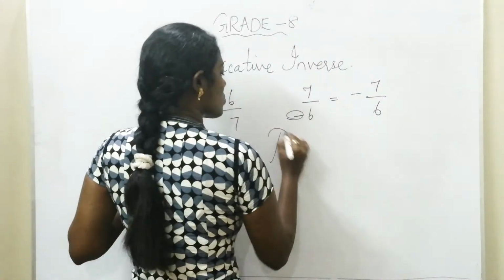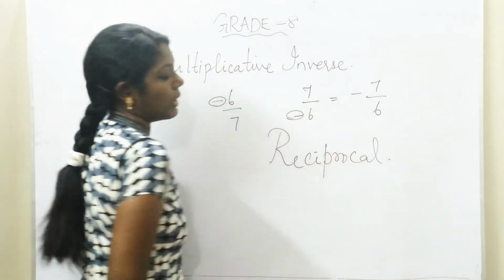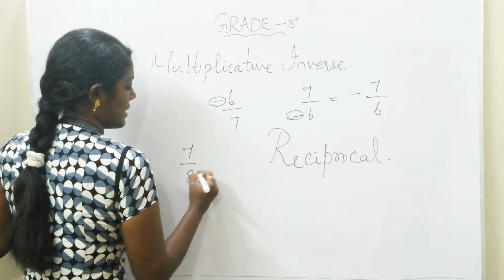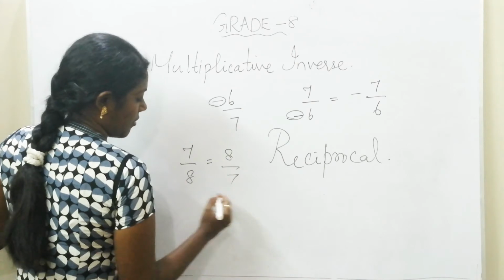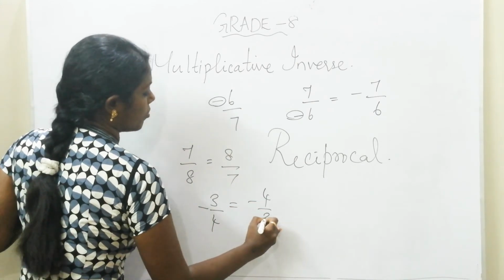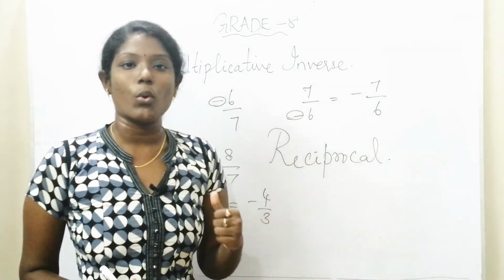You can also call this the reciprocal of that particular number. So if I say find the reciprocal of 7 by 8, it is nothing but 8 by 7. Find the reciprocal of minus 3 by 4, it is nothing but minus 4 by 3. So I just changed my numerator and denominator, and that is called reciprocal.